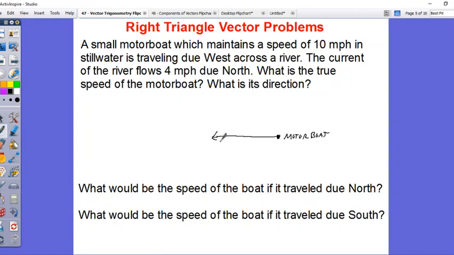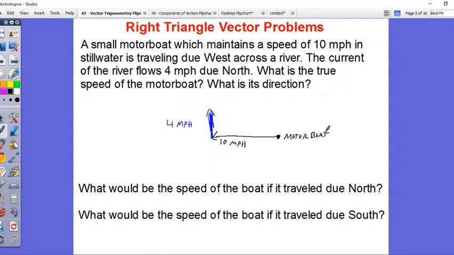So it really is moving at 10 miles per hour here. That's one component of its movement. The other component of its movement is that the river has a current 4 miles per hour north. So we have a current that's affecting the position of the motorboat that's going 4 miles per hour north. And so west is going to be in the left direction. North is going to be in the up direction.